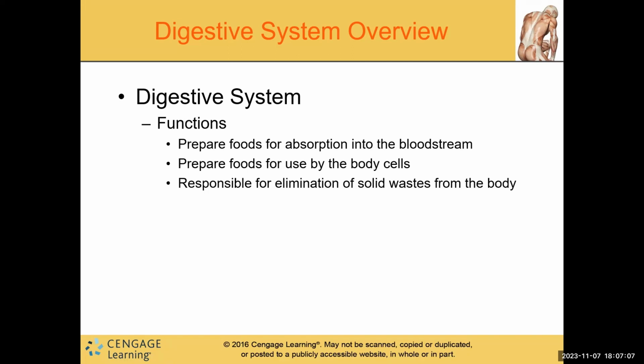The digestive system prepares food for use by the body's cells, and then is responsible for elimination of solid waste from the body. So the body uses all of the nutrients that it can, distributes it throughout the body, and then any waste is then eliminated.